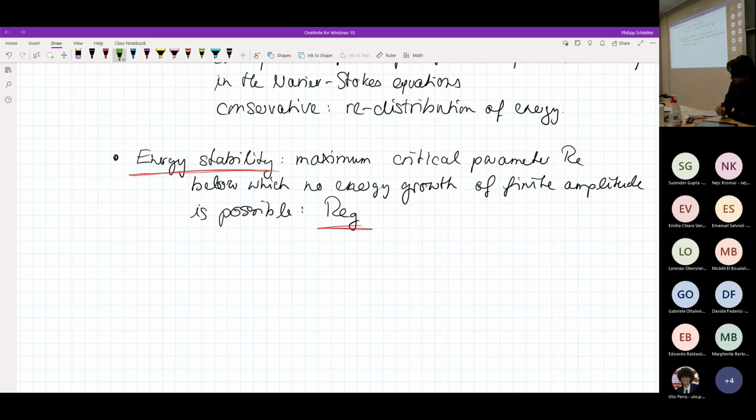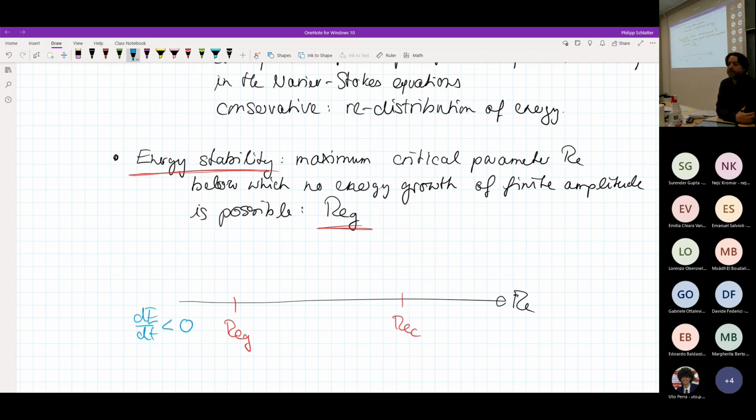So this allows us now to go back to our little sketch that we had in the beginning, where we had the Reynolds number here, and we had the Rho C, and we had the Rho G here. Now we understand, or now we can use this definition that we just introduced, that in this region below Rho G, what we actually want is that dE dt needs to be lower than 0. So no energy growth whatsoever is possible. That is what we define as Rho G.